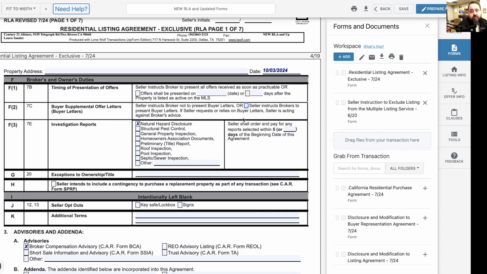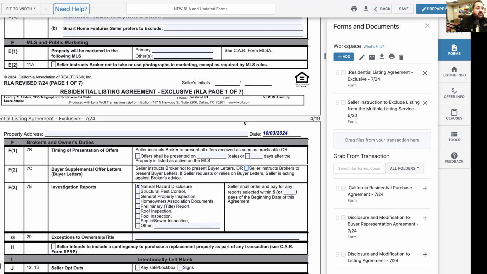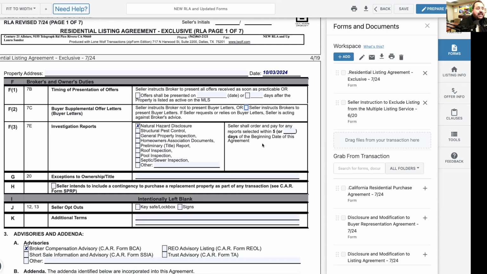The natural hazard disclosure report is already by default checked off, which means the seller is agreeing. And if you look at this second section over here, seller shall order and pay for any report selected within 5 days of the beginning of the date of this agreement. So they have to understand that if we check any of these things off, they're going to do this right away. We're not waiting for an offer. And for you as listing agents, that should be just part of your MO.